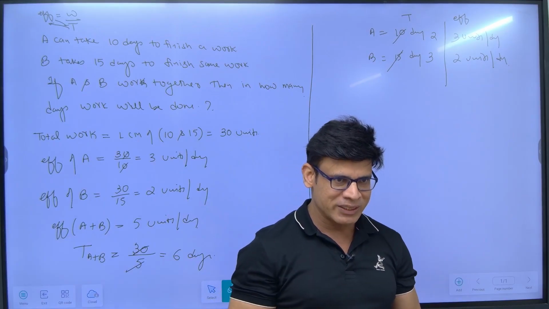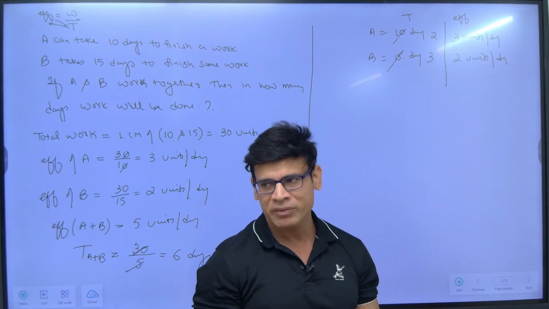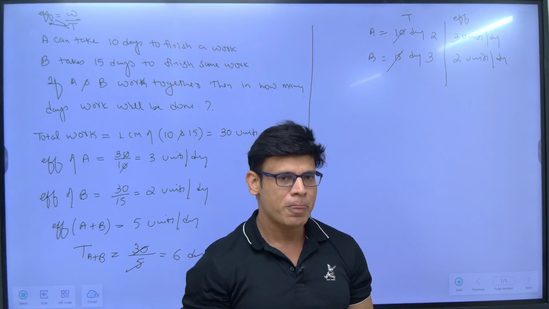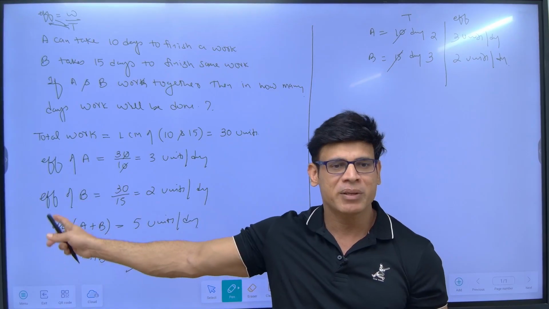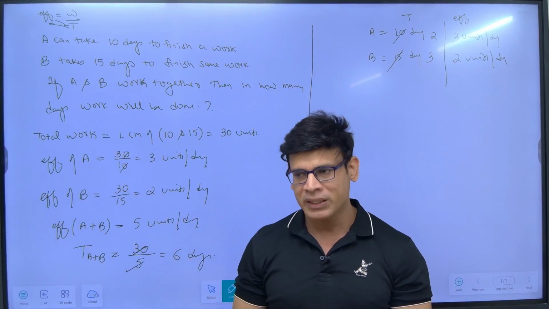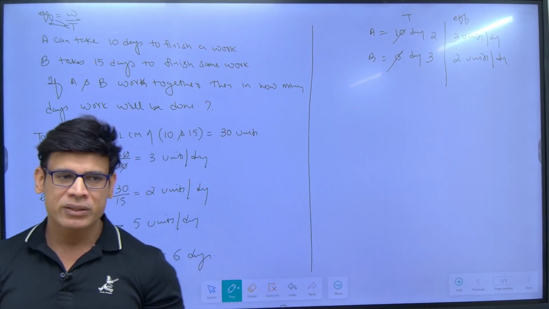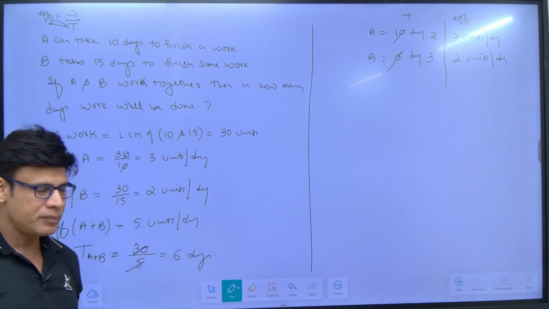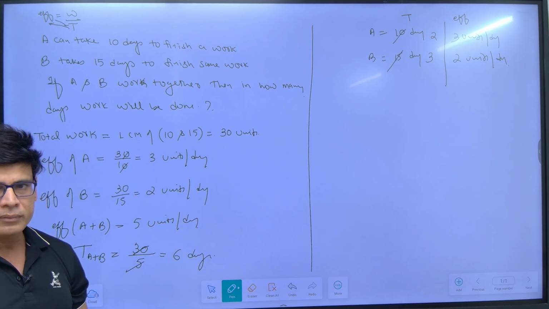Now we got 30 units. 30 divided by sum of efficiencies, 3 plus 2, 5. 30 divided by 5, 6. You can save some time when you have direct questions. These are direct questions. You can save some time while solving these questions if you know that.